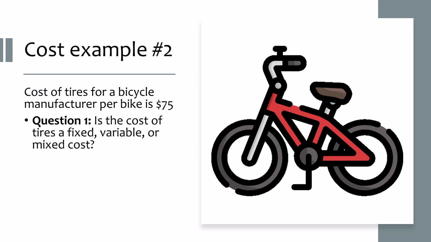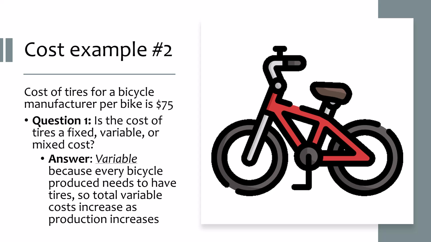Now for our next example. Cost of tires for a bicycle manufacturer per bike is $75. And the question is, is the cost of tires a fixed, variable, or mixed cost? And the answer is variable because every bicycle produced needs to have tires, so total variable costs increase as production increases.